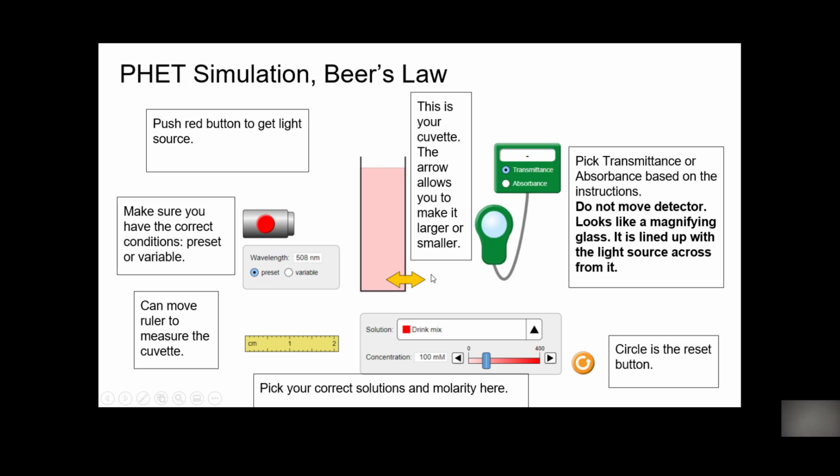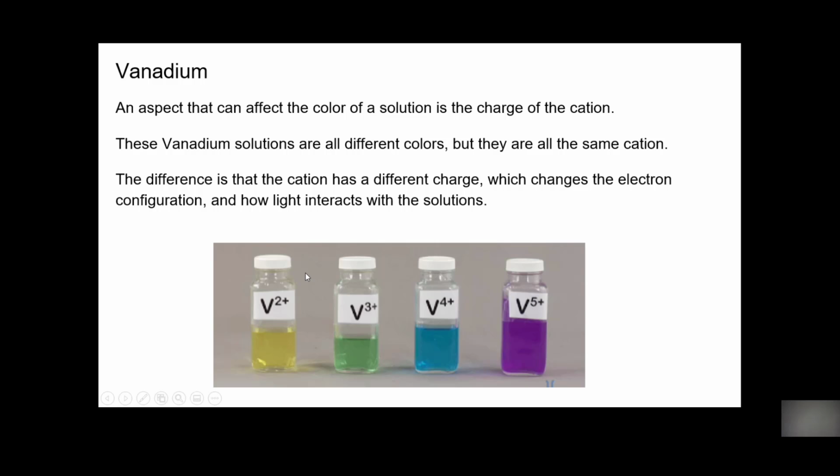So you can move this and measure what the cuvette is. Also, you can change your molarity here, and it'll tell you what it is here. And then you can pick transmittance or absorbance, and then circle to reset. And you're going to go again, drink mix, and there's a whole bunch of solutions, and you're going to go through different ones here. And you're also going to have to go through preset and variable.